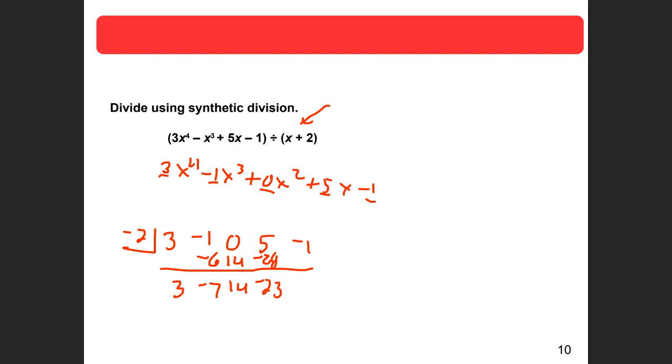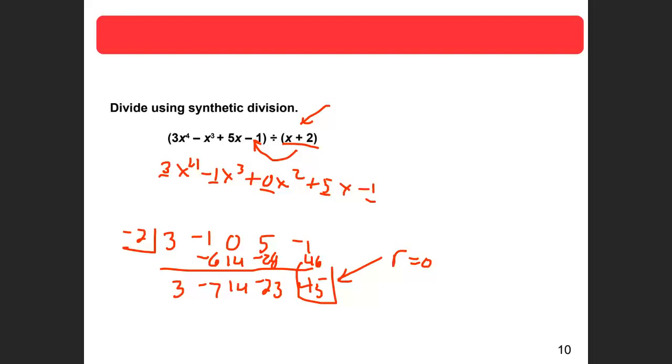Multiply. That gives me positive 46. And then that gives me positive 45. This is my remainder. Now, if the remainder ever turns out to be 0, then you know that this would be a factor of this. Cool about synthetic division, it shows how to factor things down.